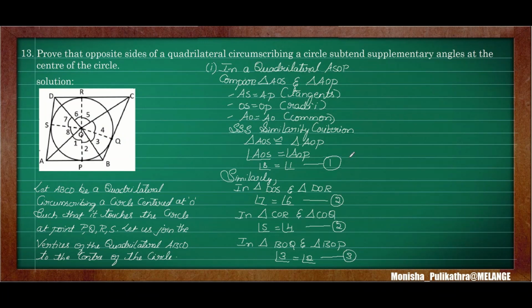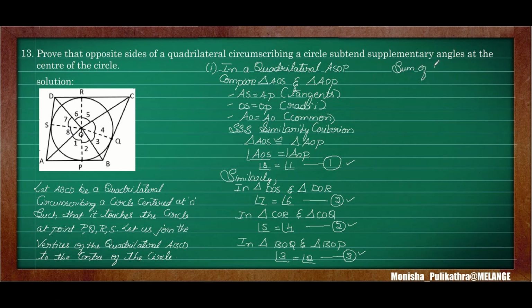Fine. So we have now proved angle 1 is equal to angle 8, angle 7 is equal to angle 6, angle 5 is equal to angle 4, and angle 3 is equal to angle 2. So next, the sum of all the angles around the center is equal to 360 degrees, right?